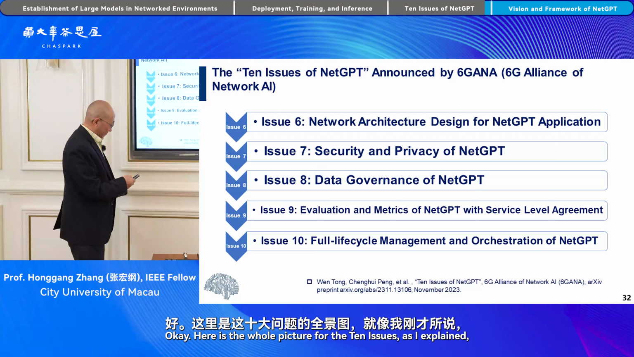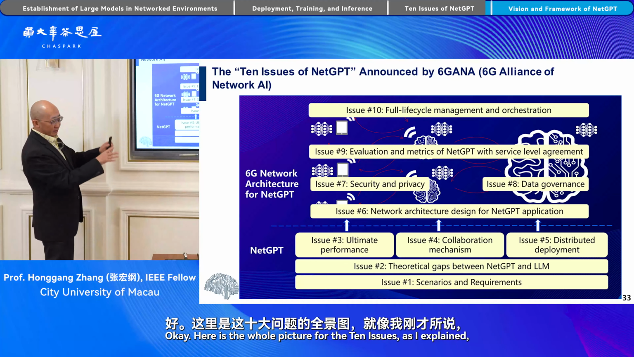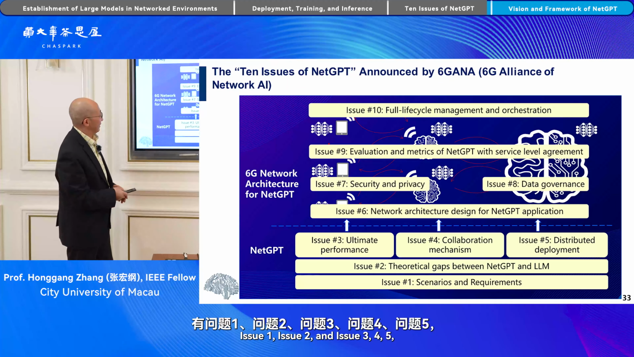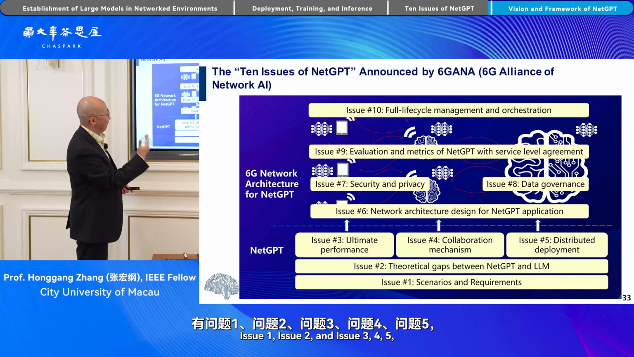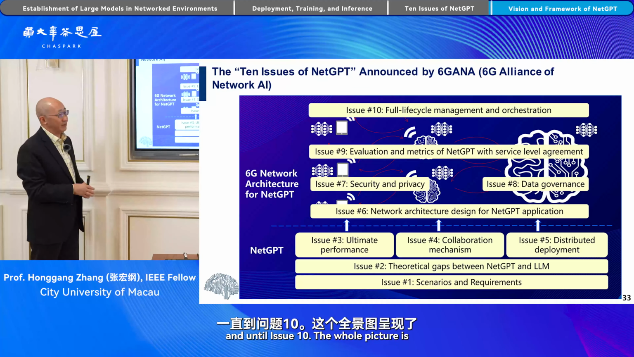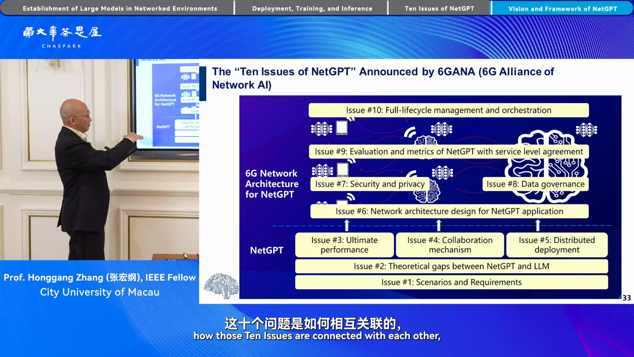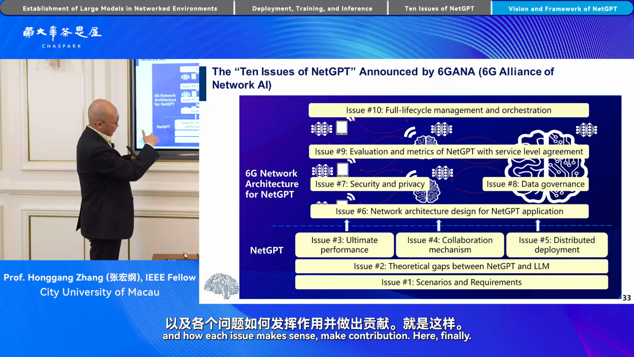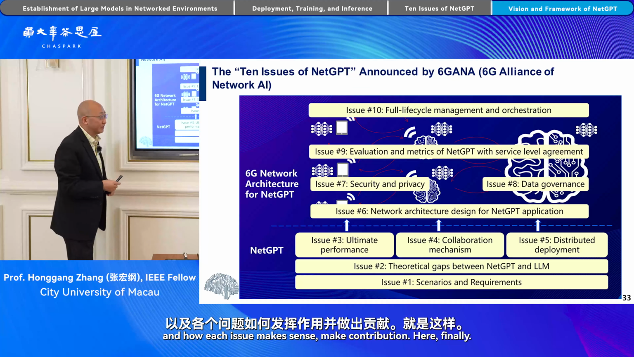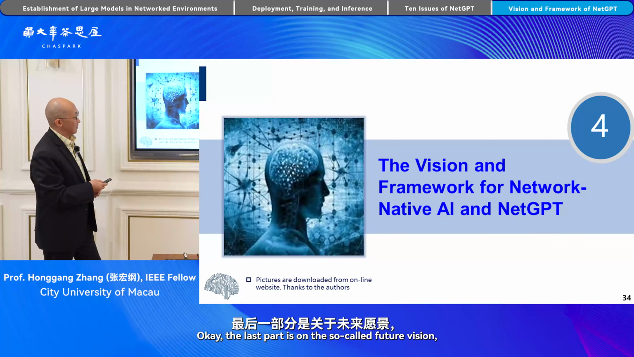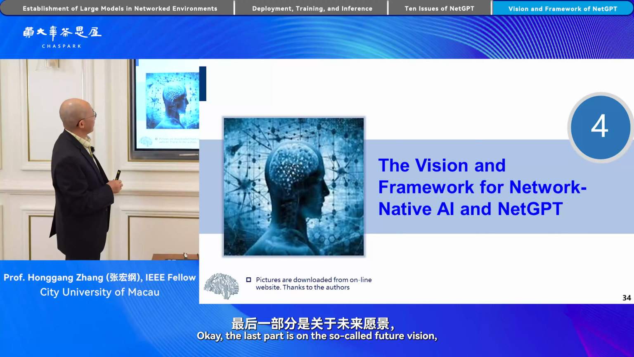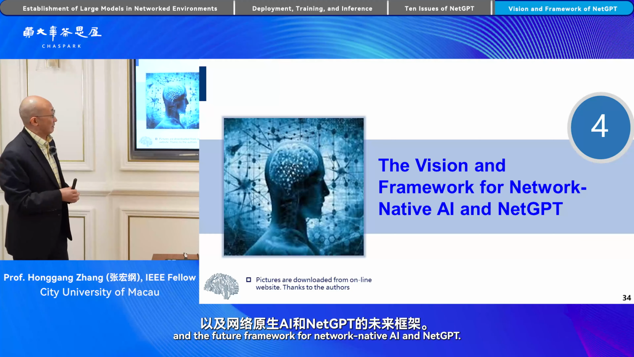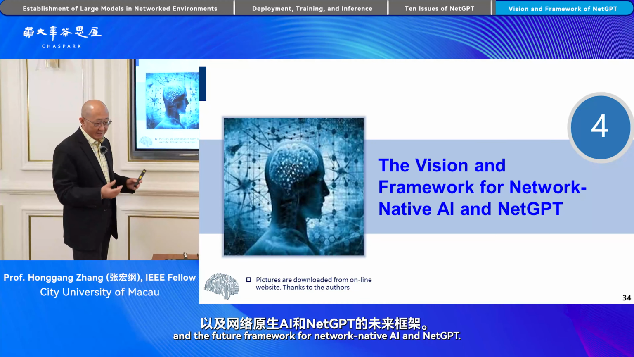Okay, so here is the whole picture of the 10 issues as I explained: issue 1, issue 2, issue 3, 4, 5, until issue 10. The whole picture shows how those 10 issues are connected with each other, and how each issue makes a contribution. Okay, so the last part is on the so-called future vision and future framework for network native AI and NetGPT.